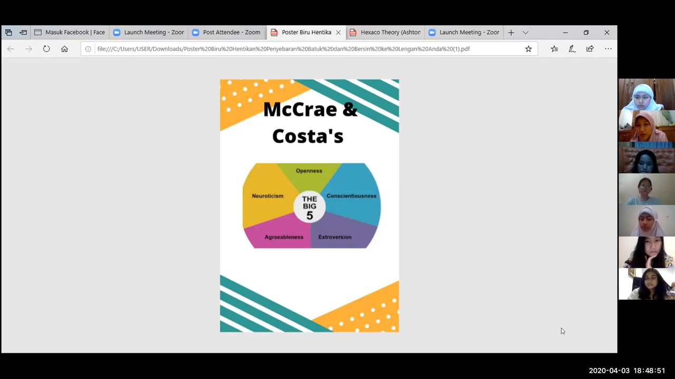So this is the big cluster in personality psychology that we call trait theory. Not typology, but trait theory. So we believe that people have different degrees of the same traits, and different combinations of these traits. So let me start with the quick recap.